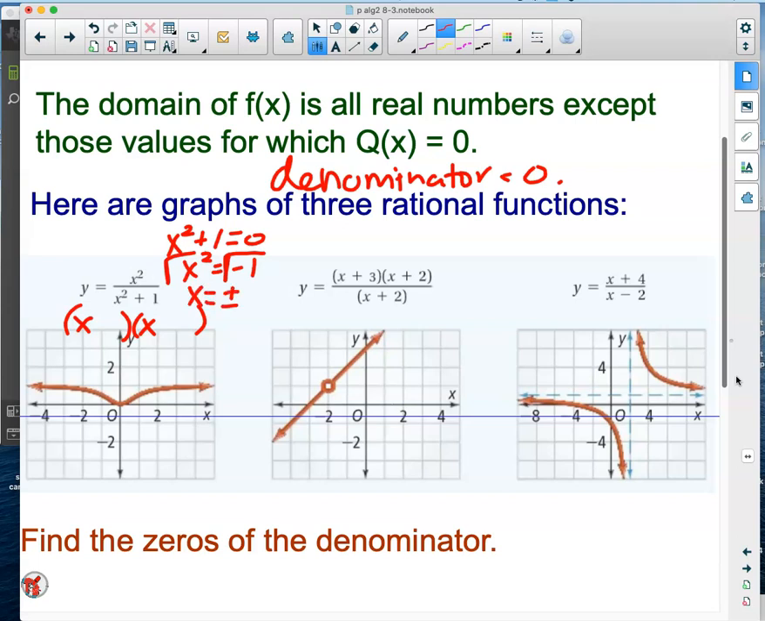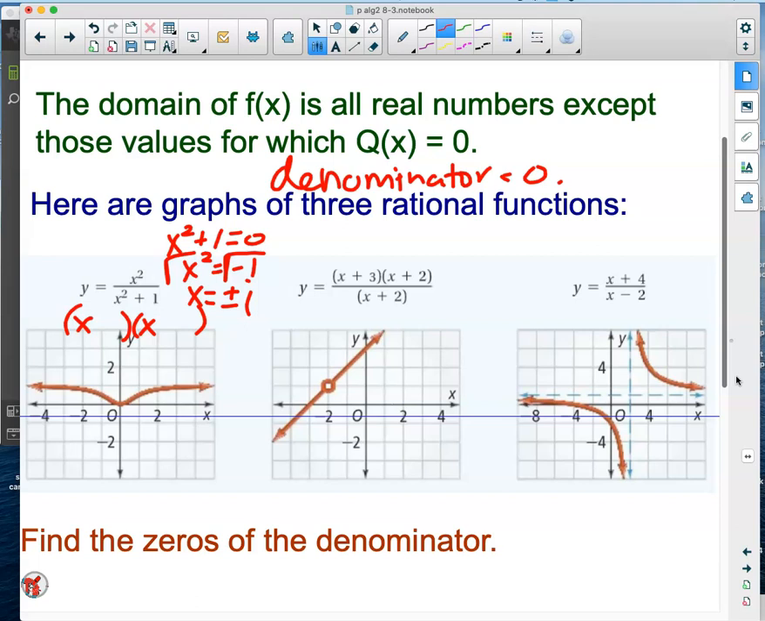Oh, wait a second. What's the square root of negative 1? It's i. So that's why this one doesn't have any vertical asymptotes, holes, or anything goofy, is because it has imaginary stuff in the denominator. And we can't graph imaginary stuff. We graph on the real number plane.